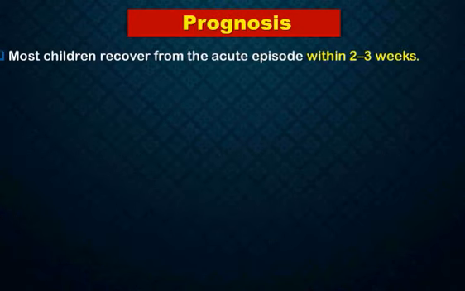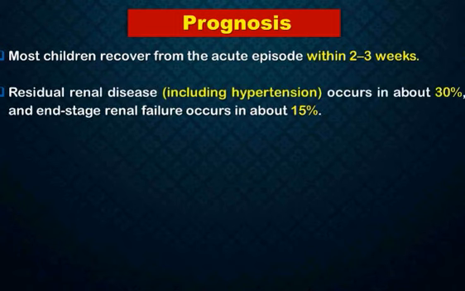Prognosis. Now I will finish. Most children recover from acute episodes within 2 to 3 weeks. So it is good prognosis in general. But the patient may have residual renal disease, including the hypertension. This is occurring about 30% of them. And unfortunately, 15% of them, they will have end-stage renal failure.